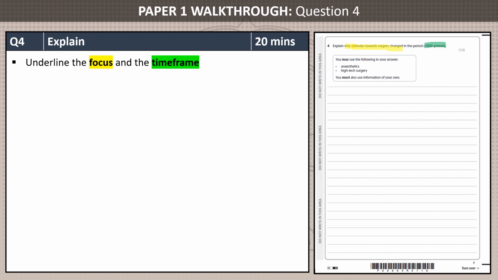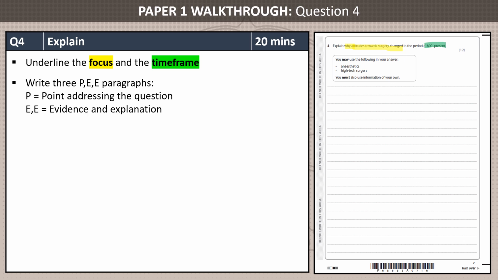Now, the structure of our answer is going to be very straightforward. We're going to write 3 PEE style paragraphs. Each paragraph will focus on a different reason why attitudes to surgery changed. Now, it would be a good idea to spend a moment thinking about what your 3 reasons are going to be and jot them down. The examiner will give you 2 suggested ideas for things you can write about. These are optional. You don't have to use them. If you want to get to the top level, you must also have a point of your own.